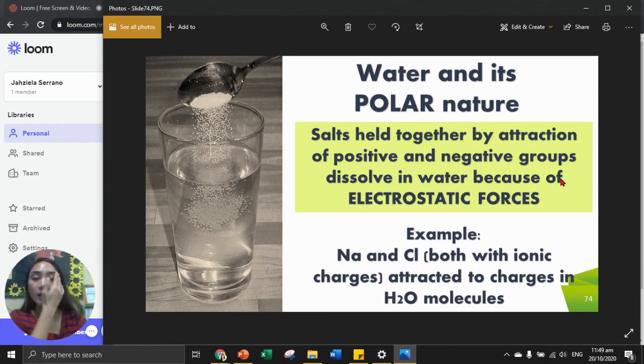Okay, excuse me. So water and its polar nature. So if you remember one of our experiments in qualitative chemistry, under solutions, no? We dissolved salt in water, which is our solvent, no? Salt is our solute and then water is our solvent. Salts are held together by attraction of positive and negative groups dissolved in water because of its electrostatic force. So for example, salt which is composed of NaCl, both are with ionic charges. They are attracted to charges in H2O molecules. Again, meron ulit na electronegativity, no? Itong dalawa. Okay?